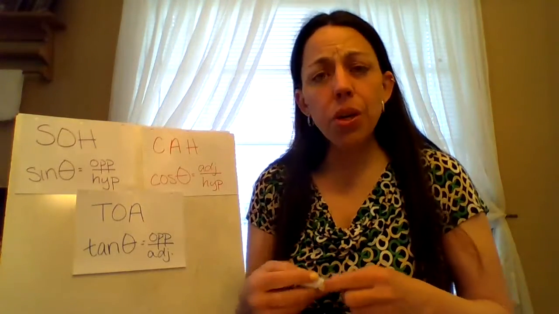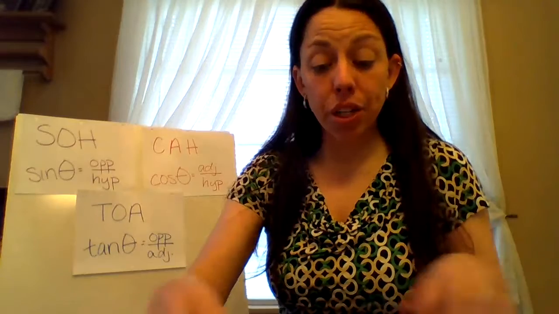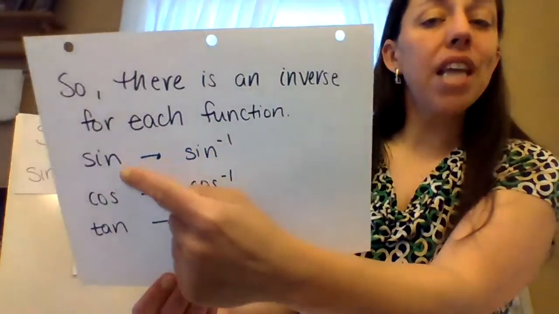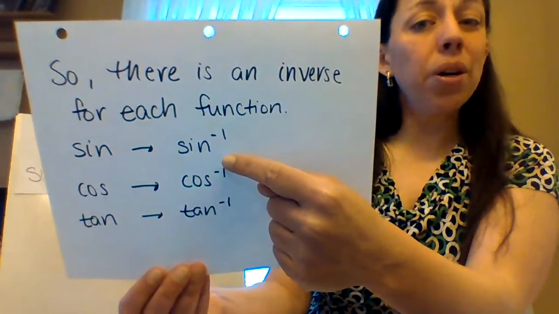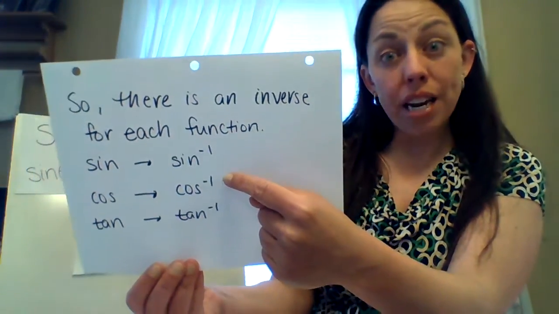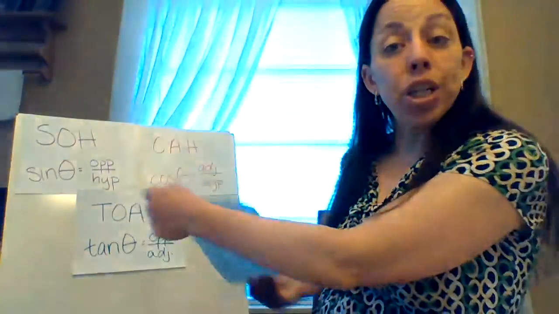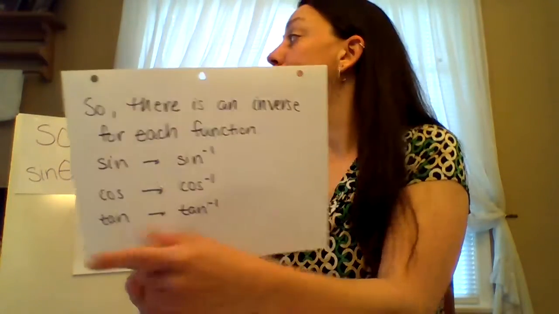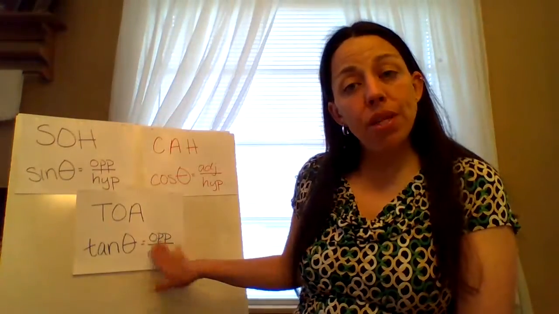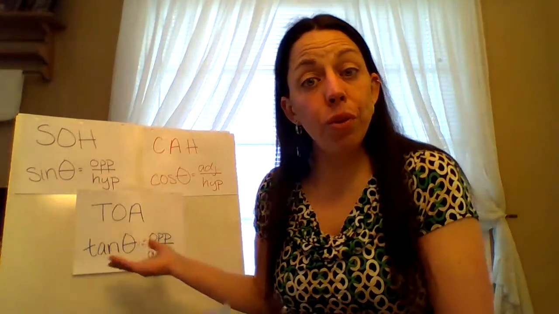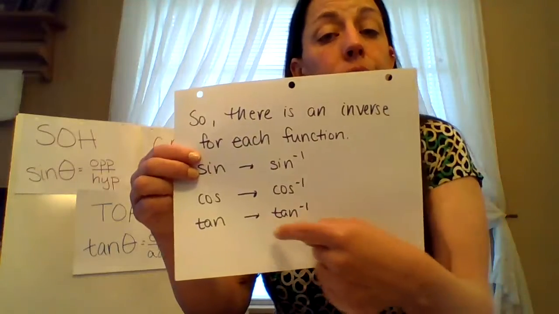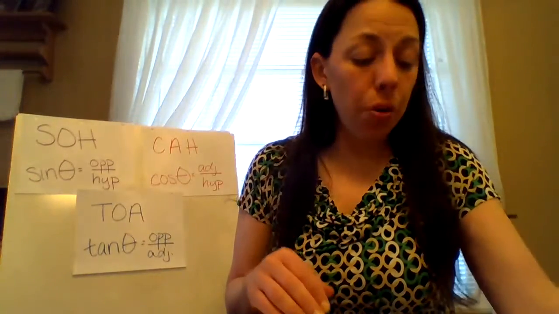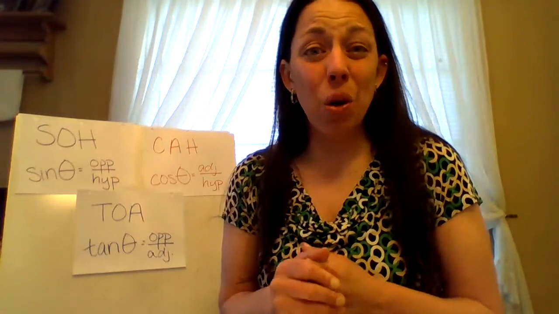So just so you know, I kind of briefly mentioned this, but there is an inverse for each function. So if you decide that you need to use sine in order to solve for the angle, you must use sine inverse. If you decide that your ratio would give you cosine, you have to use cosine inverse. And if you decide that your ratio would have been opposite over adjacent, and therefore you should have been using tangent, you should use tangent inverse. All right? So please make sure you know that each and every one of them has its own inverse.